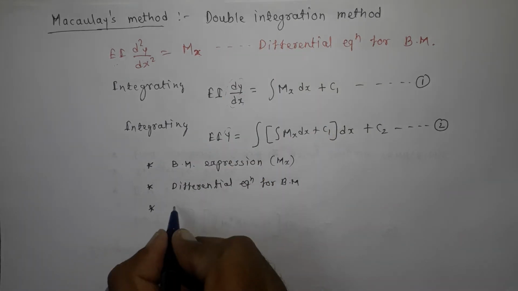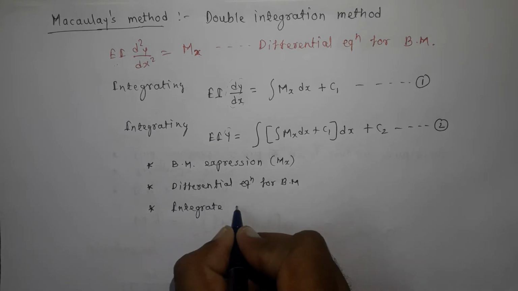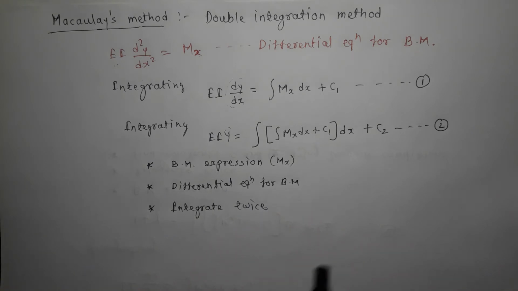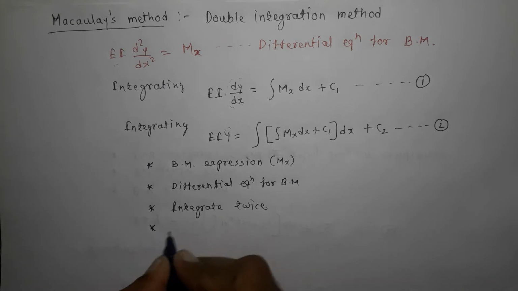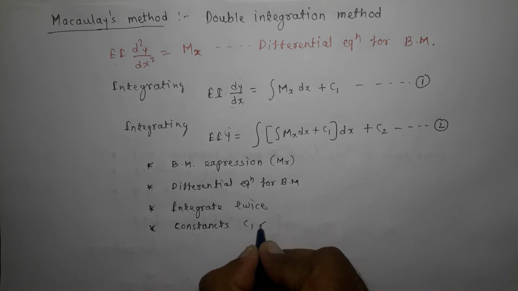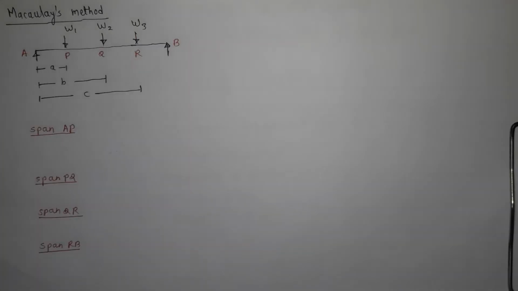The third step: integrate the equation twice. Integration twice gives us the slope and deflection equation respectively, and then we will have to get the constants c1 and c2. So find out the constants c1 and c2 using the known conditions. So this is the procedure for Macaulay's method.